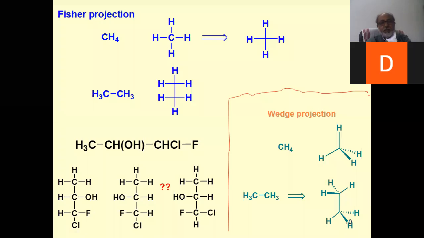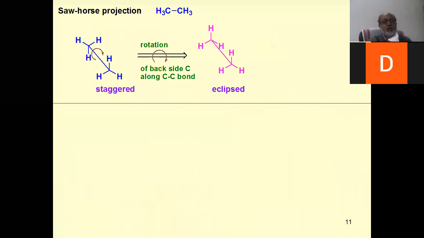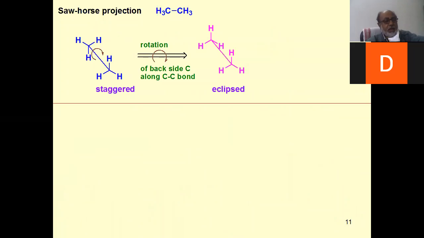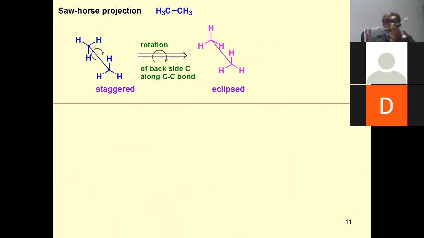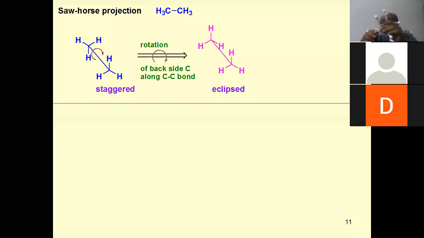Okay, next we come to this one, Sawhorse projection. Now you see here, do you see this molecule? Yes, sir. Now you see, this is the ethane molecule. Here, this one is CH3, and then another CH3 is here.